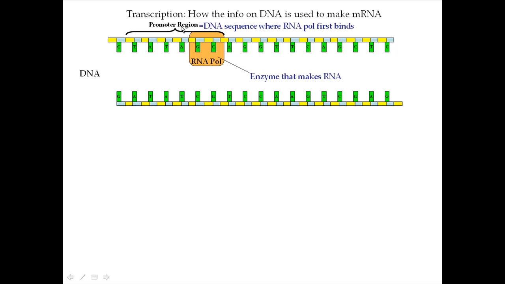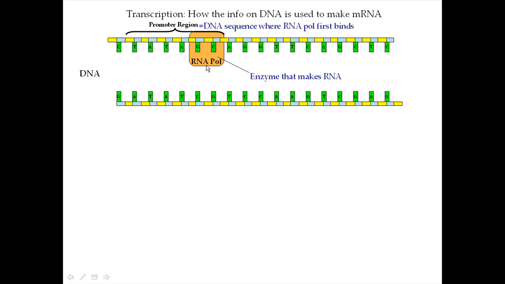Another way of thinking of the promoter region is that it's the region on the DNA that tells the RNA polymerase where the start of a gene is. Right? Because an RNA polymerase is going to transcribe a gene, it has to know where the beginning of that gene is. And the promoter region signals that. It signals where the start of the gene is. In other words, it tells the RNA polymerase where to bind to the DNA molecule.